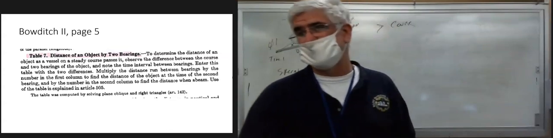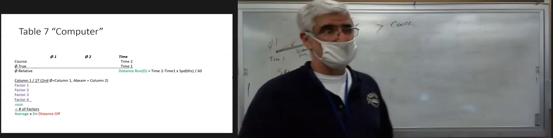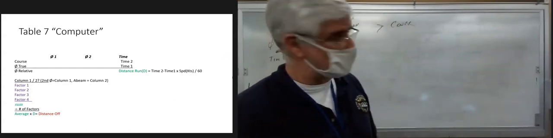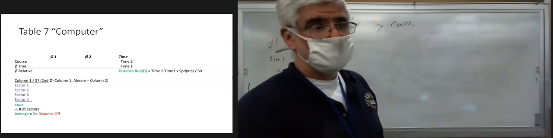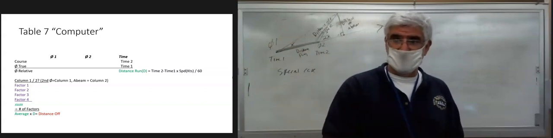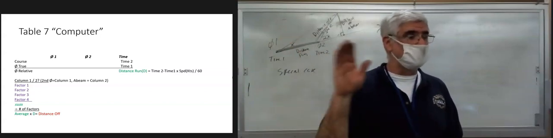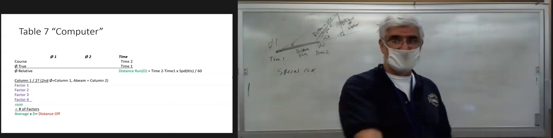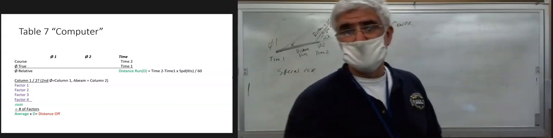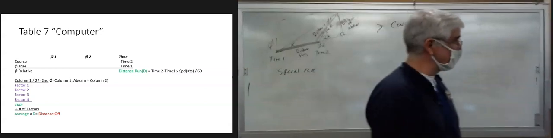But I'm going to just try and translate it, and I'm going to give you a computer. This is the computer that I use to do these problems. Okay? It looks like a bunch of gibberish right now, but if you use this computer over and over again and you write it every time you do it, then you're going to have a method. Okay? You're going to have a method. All right?